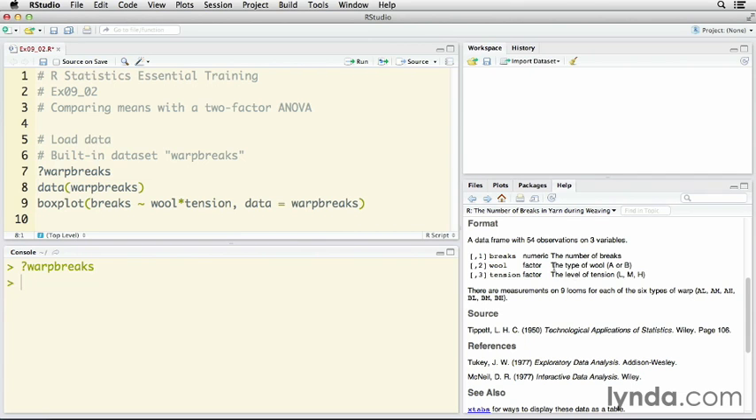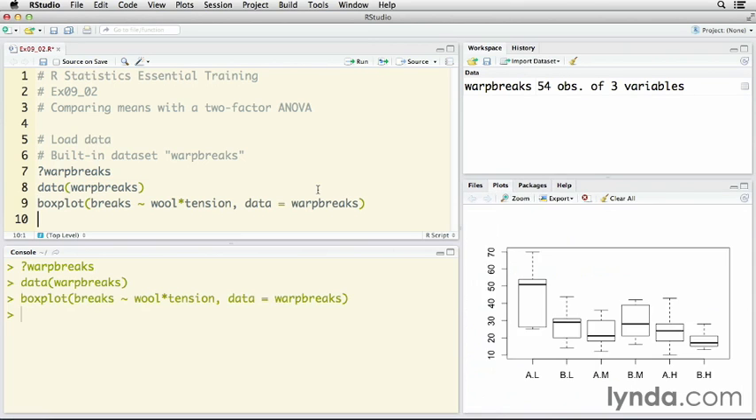It's a quantitative outcome. Let's start by loading the data into the workspace. You now see it's there up on the top right. Let's also make a very quick plot. The easiest one to make here is a box plot. Even though the analysis of variance is based more on means and standard errors, this still gives us an idea that we have one condition that appears to be a lot higher than all the others, and that is wool A at low tension. It seems to have a lot more breaks than any of the others, although B at medium tension also seems kind of high.